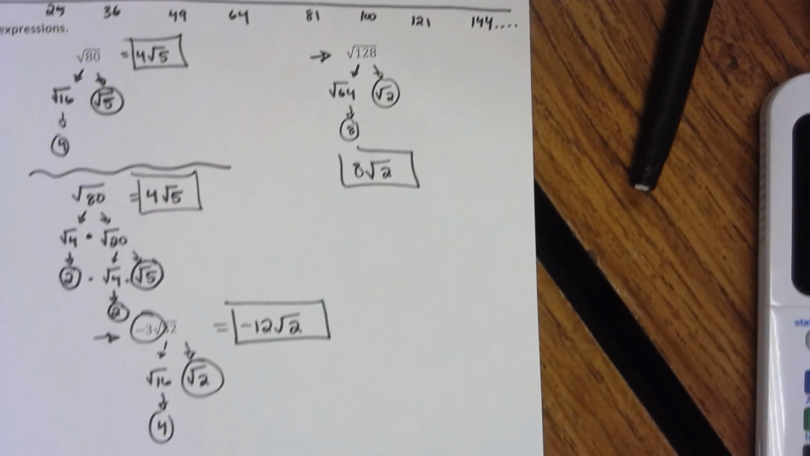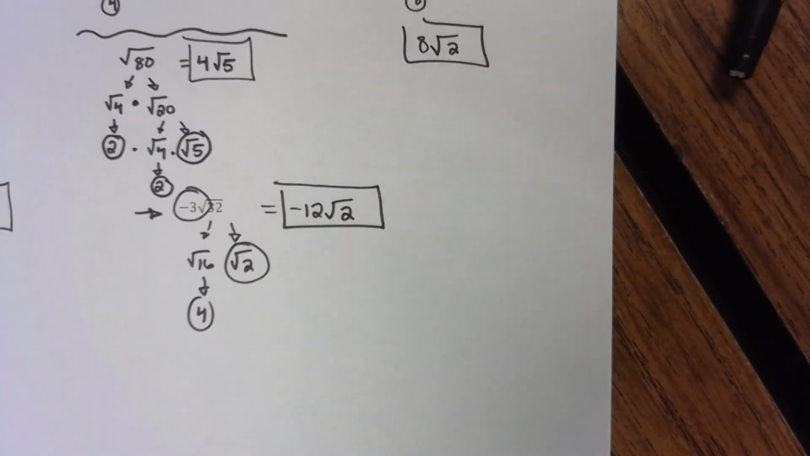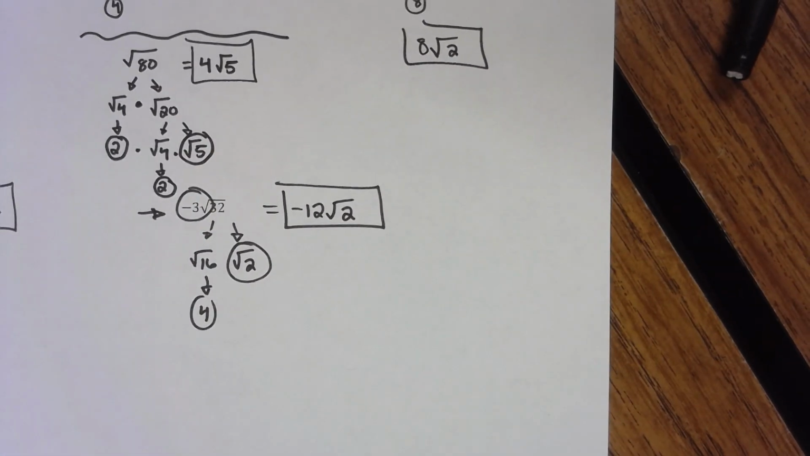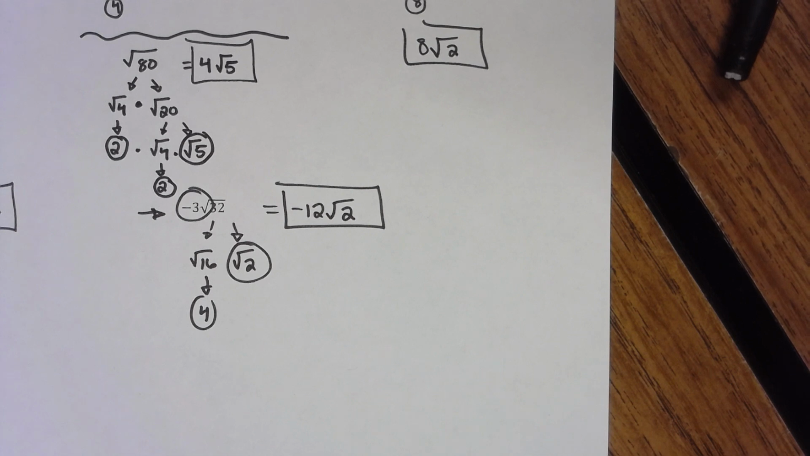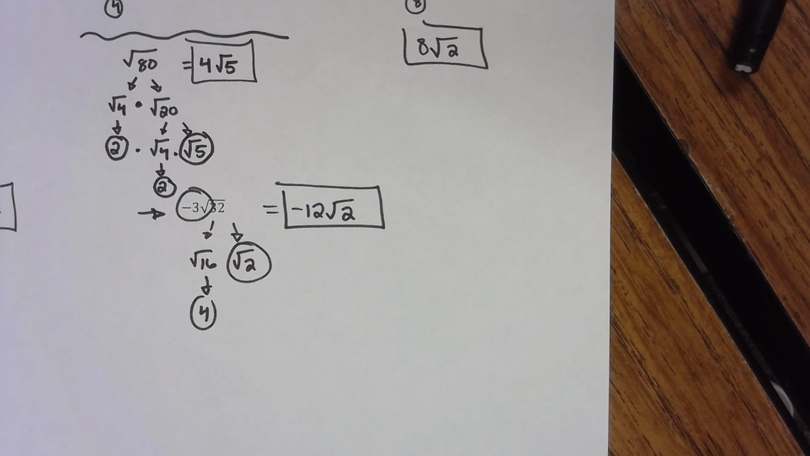And then the last one here at the bottom, -3 root 32. The largest perfect square that divides 32 is 16. So I factor root 32 to be root 16 and root 2, where the square root of 16 is 4. We do have that coefficient of -3, so -3 times 4 is -12, and then times root 2. Okay. Any questions here before we just add one small piece to all this?